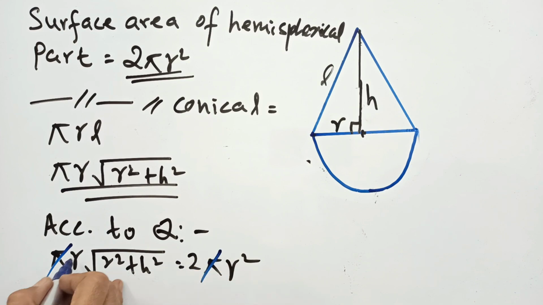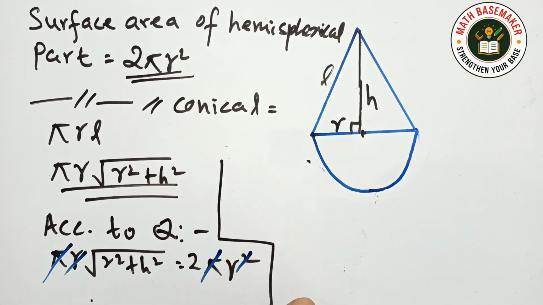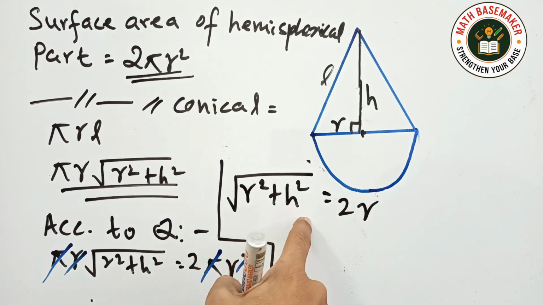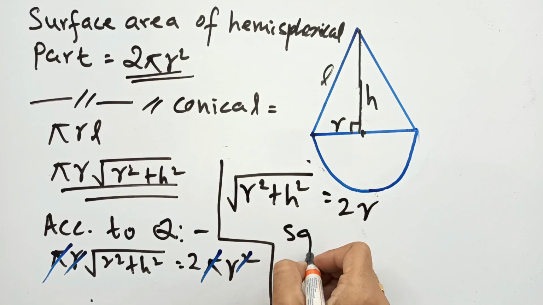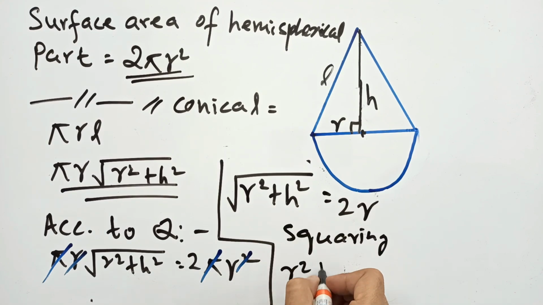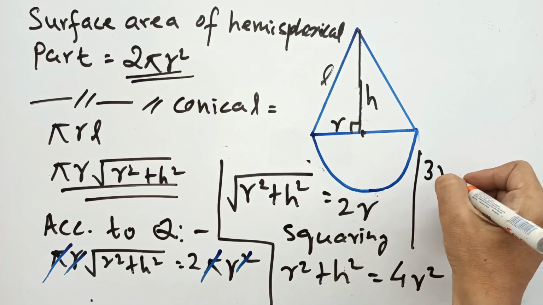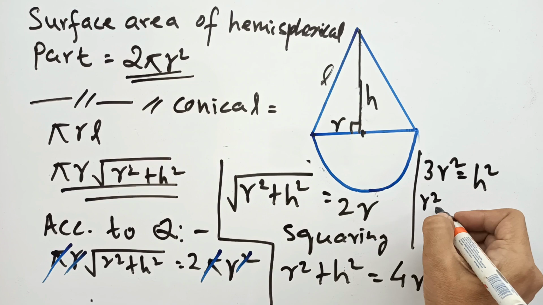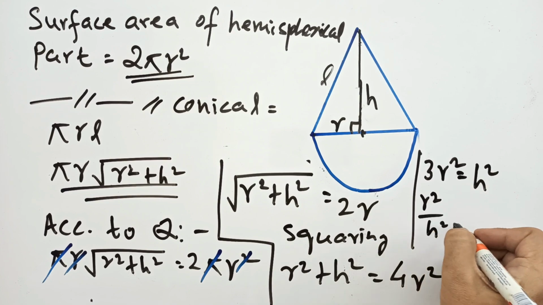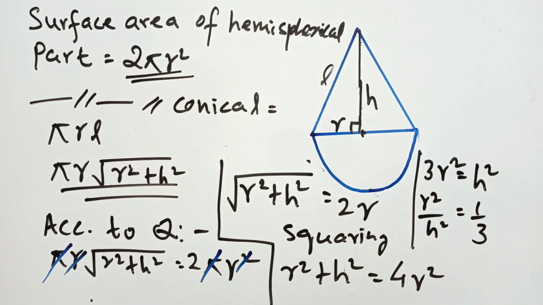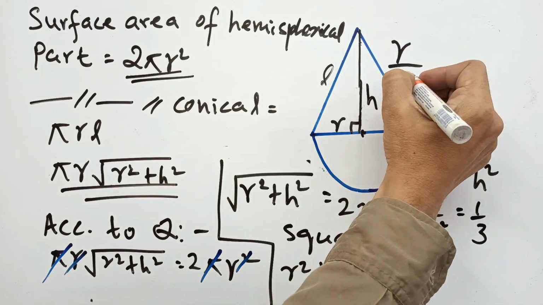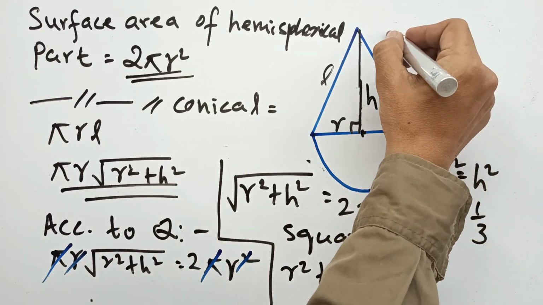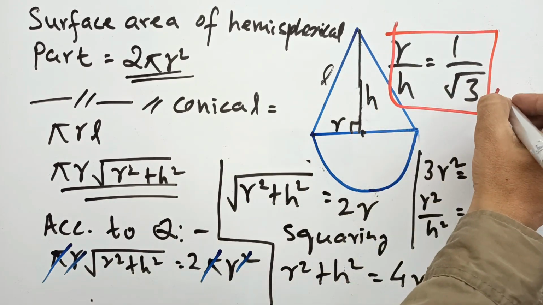Pi will be cancelled and one r will be cancelled from here. Square root of r square plus h square is equal to 2r. Now squaring both sides, r square plus h square is equal to 4 r square, so h square is equal to 3 r square. By subtracting, r square upon h square is equal to 1 upon 3. So r upon h will be 1 upon root 3. So the ratio of the radius and height is 1:√3.